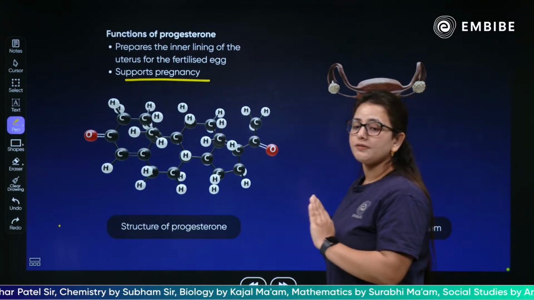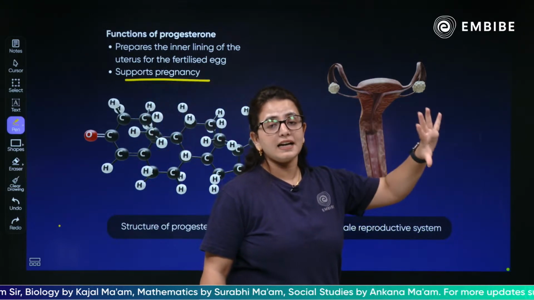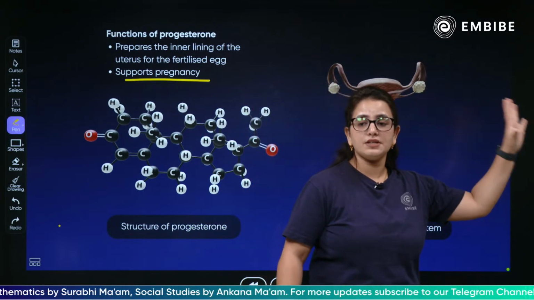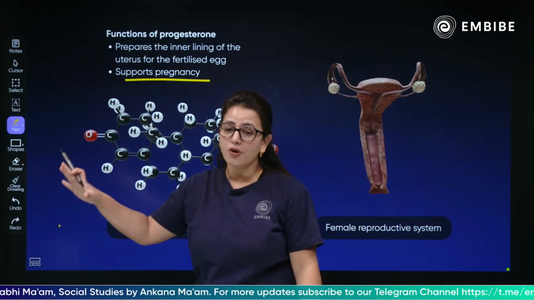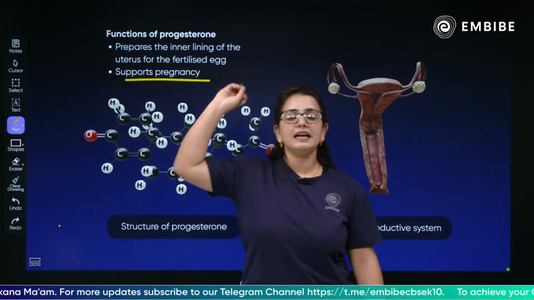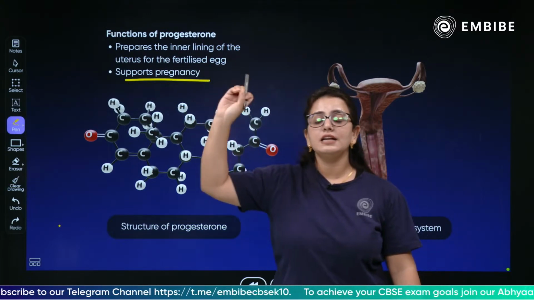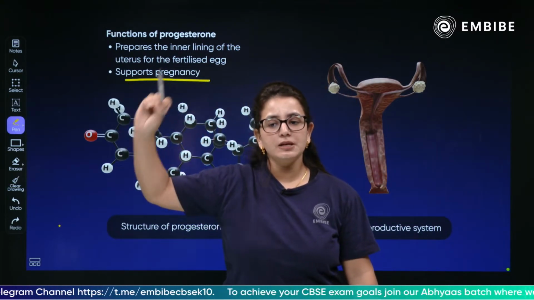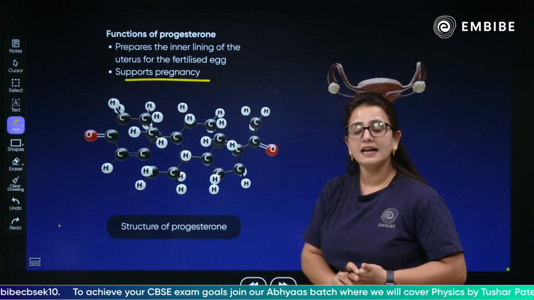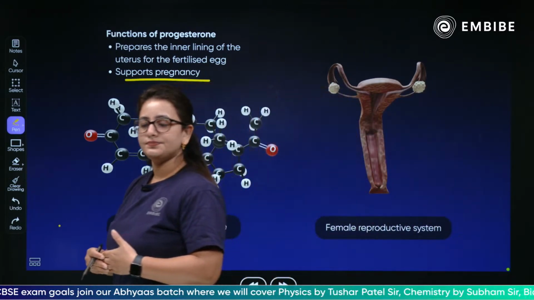Please remember, both of the female sex hormones have different functions to perform. Estrogen is related to the development of the secondary sexual characteristics and the female reproductive system. On the other hand, progesterone is responsible for preparation of the uterus. The inner lining of the uterus will be prepared, and it supports implantation and the full gestation period of pregnancy in the female. These are the different functions of estrogen and progesterone. Is it clear? Yes or no?